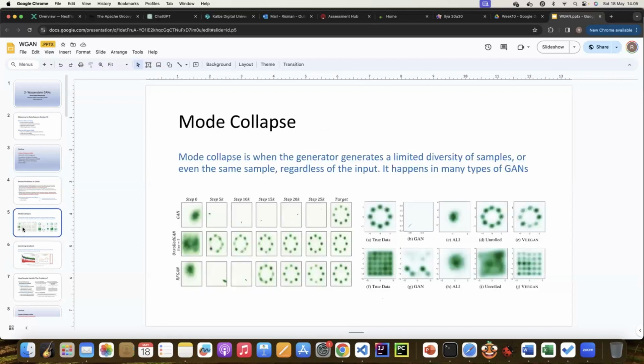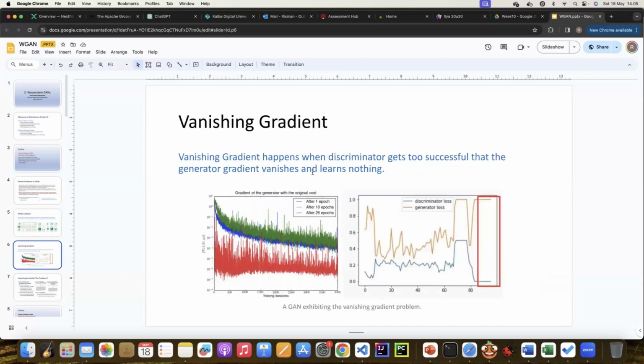So let me start with the mode collapse. Mode collapse happens when you train GAN and it is not generating diverse samples. It generates the same sample over and over again. This problem is known in all GANs before. Another problem is vanishing gradient, where you train GAN and suddenly the discriminator loss and generator loss are not decreasing, but flat. It's no learning anymore, meaning that there is no gradient to learn.